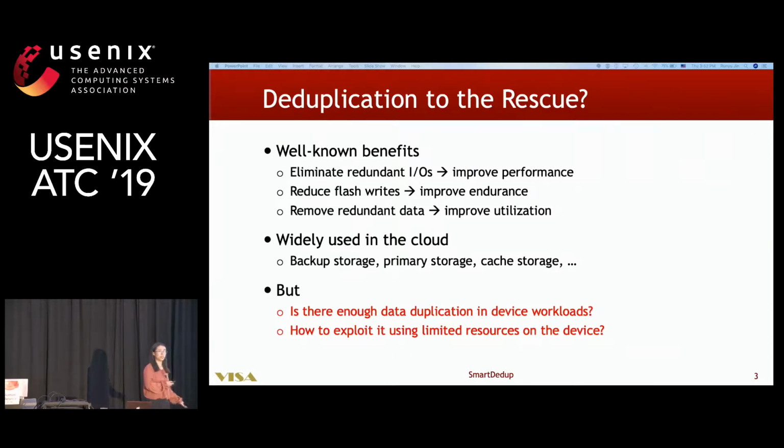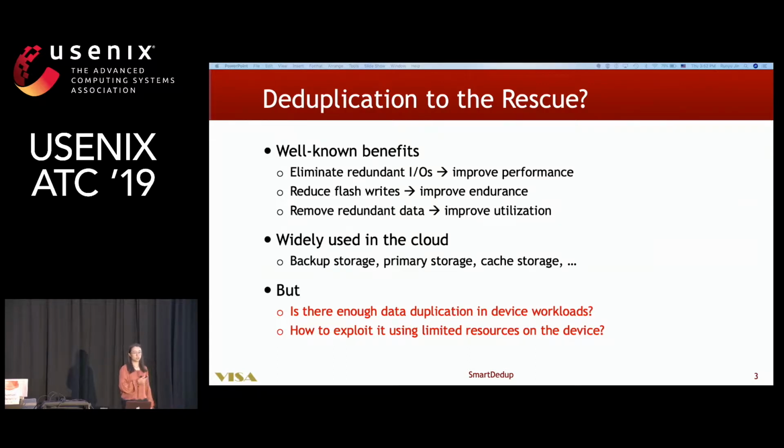So what can deduplication do? Deduplication can eliminate redundant I/Os and improve I/O performance. It can reduce flash writes and improve flash endurance. It can also remove redundant data and improve resource utilization. Deduplication has been widely used in the cloud.